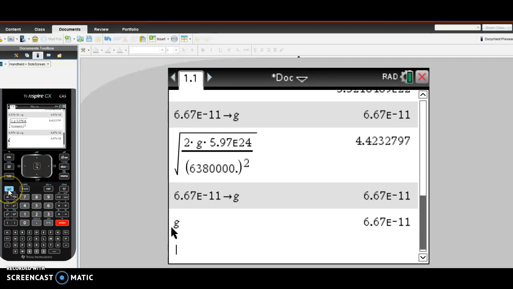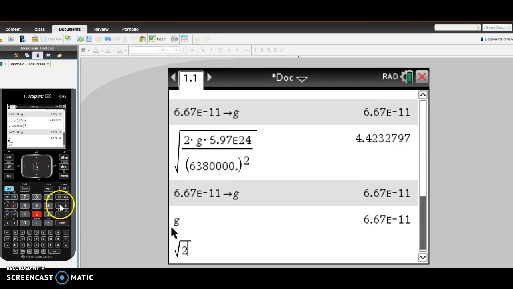The escape velocity necessary to escape any planet is always equal to the square root of 2 times G times the planet's mass divided by its radius. So 2 times G times 5.97 times 10 to the 24th kilograms divided by Earth's radius of 6.38 times 10 to the 6th meters.